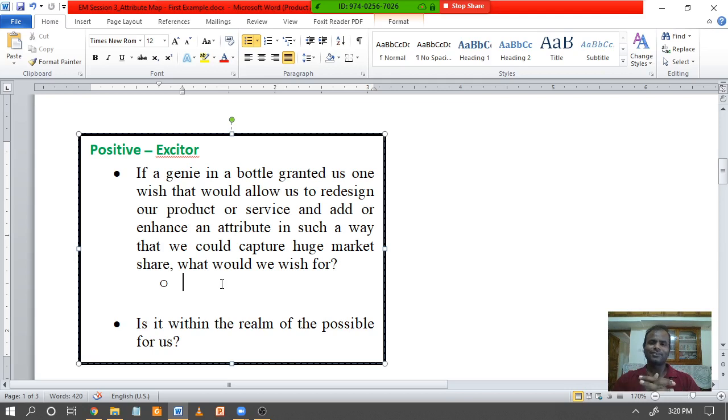What do you think? Yeah. Now that is the exciter factor. Again, you have to always think, is it in the realm of the possible? And if it is in the realm of the possible, does it require a lot of money to be spent on it, or can it be accommodated within the money that is spent on it? You have to decide. So that is what is called the positive exciter.